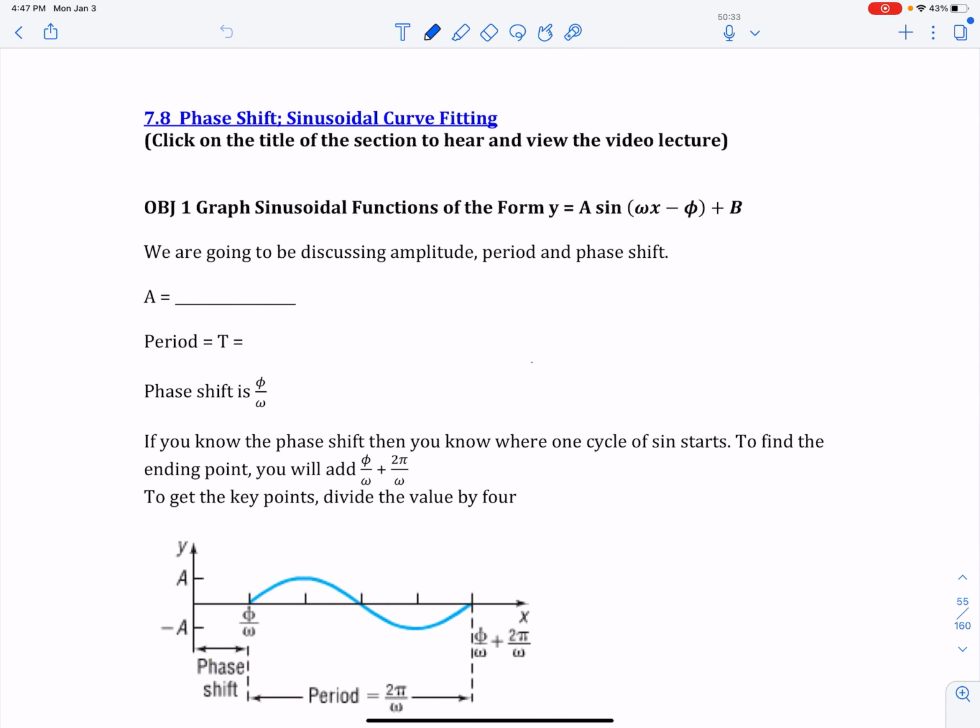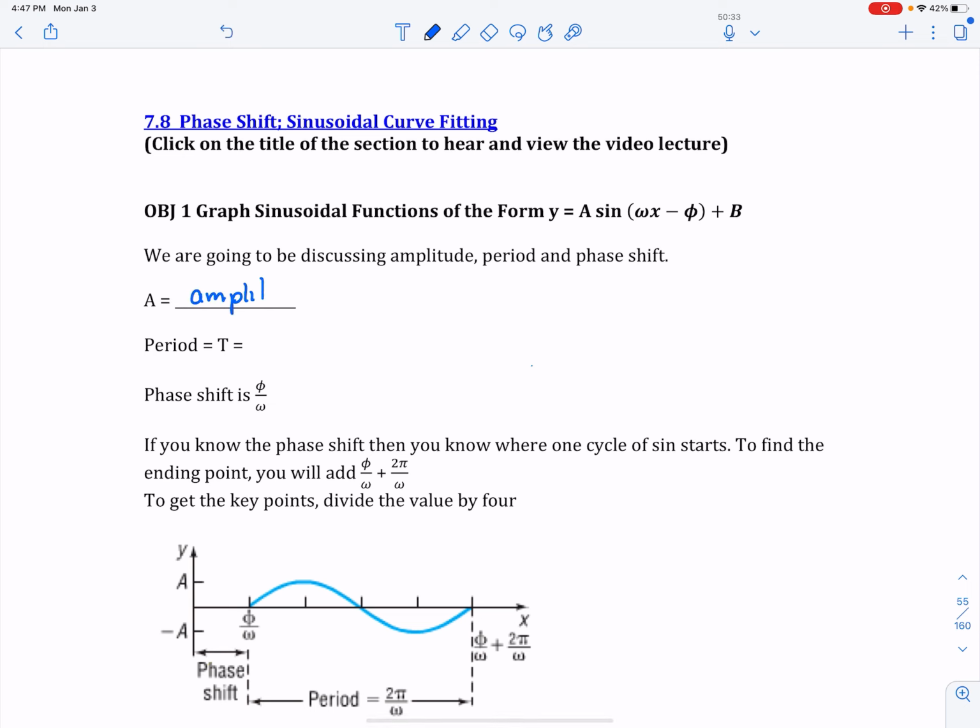This is 7.8, phase shift sinusoidal curve fitting. So the first objective we're going to look at, we're actually going to graph sinusoidal functions of the form y equals a sine omega x minus phi plus b. So just as before, the a is going to be the amplitude. And period is T, which is 2 pi over omega. So both of these are found the same way we did before in 7.6 and 7.7.